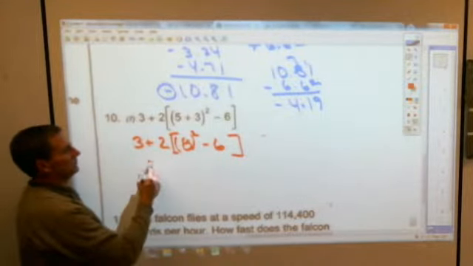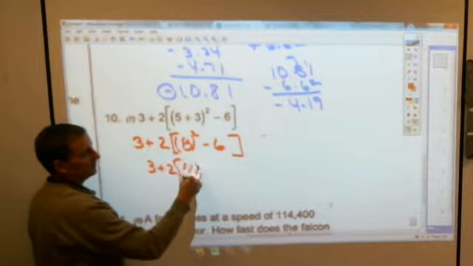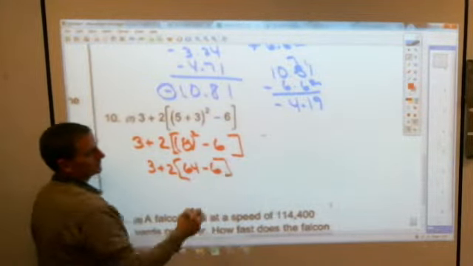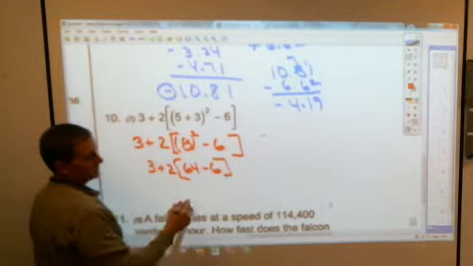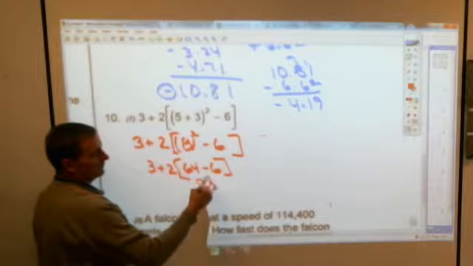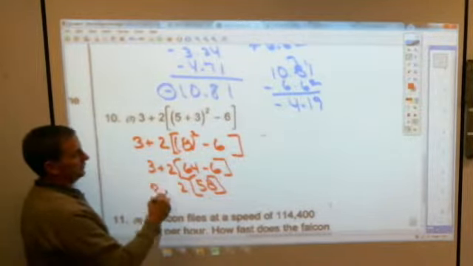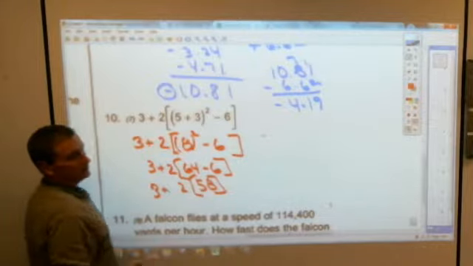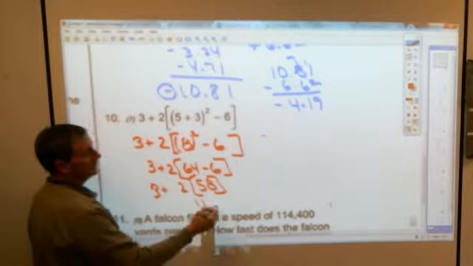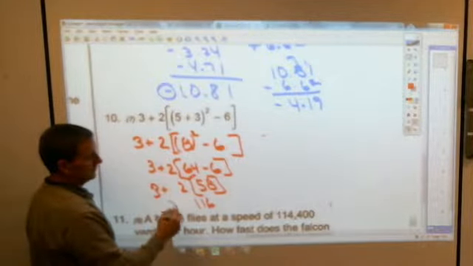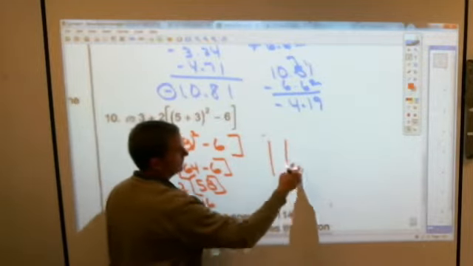So the next thing you're going to do is square 8, which is 64. Then you subtract the 6 from the 64, which is 58. And this is usually where people go, oh, 3 plus 2 is 5, and 5... no, you can't do that. You have to do 2 times 58 first, because that's order of operations. That's 116, and then add 3 to 116, you get 119.